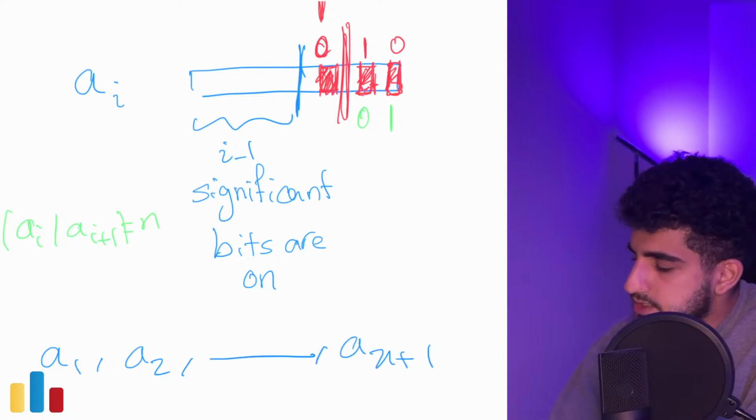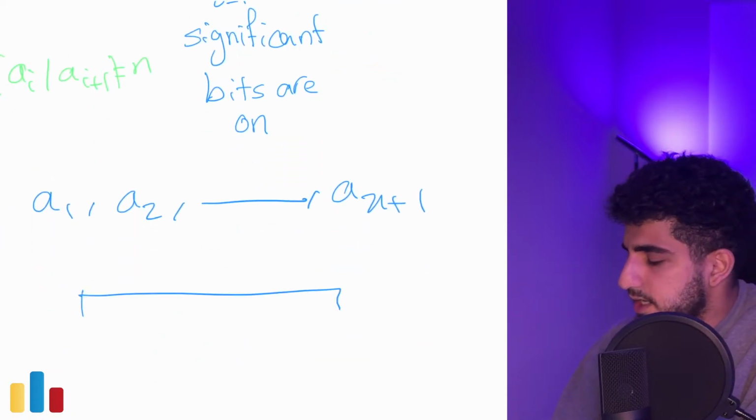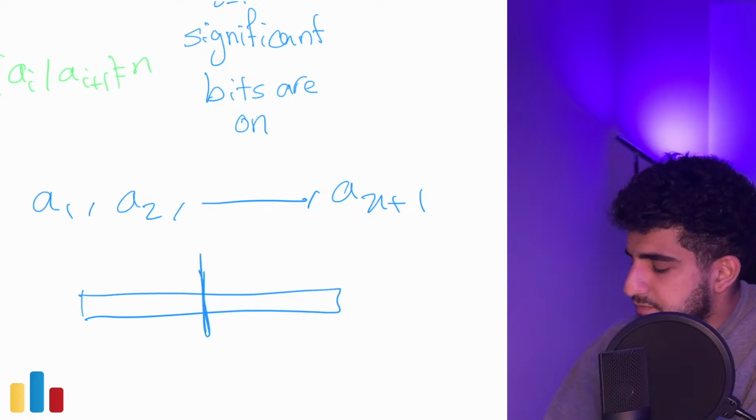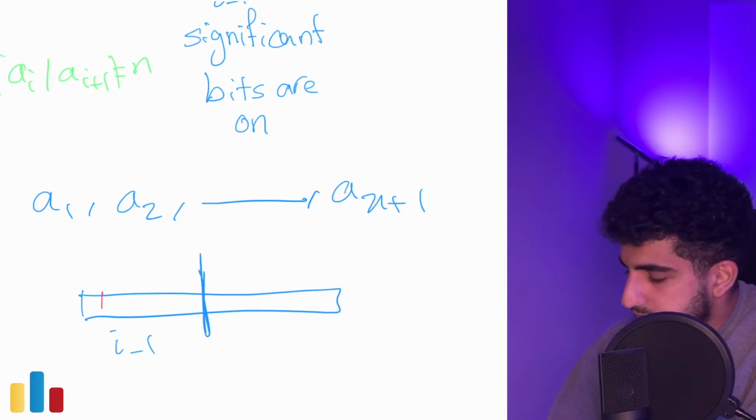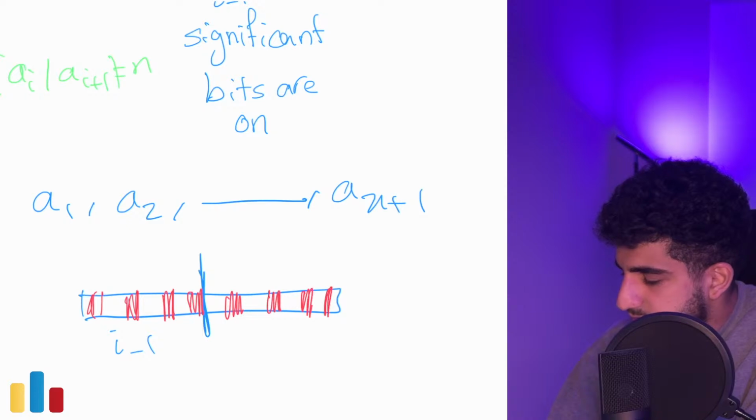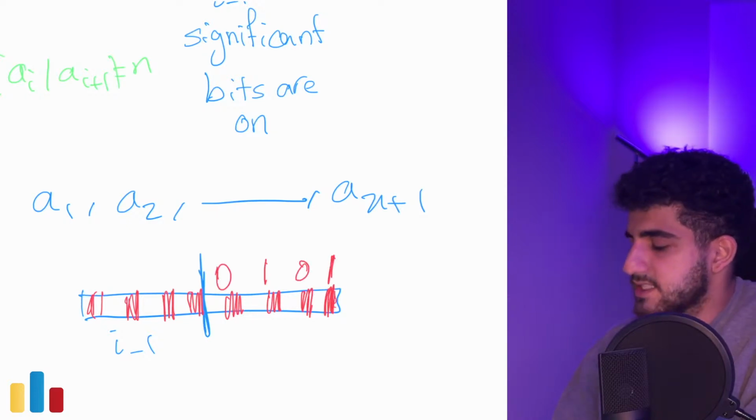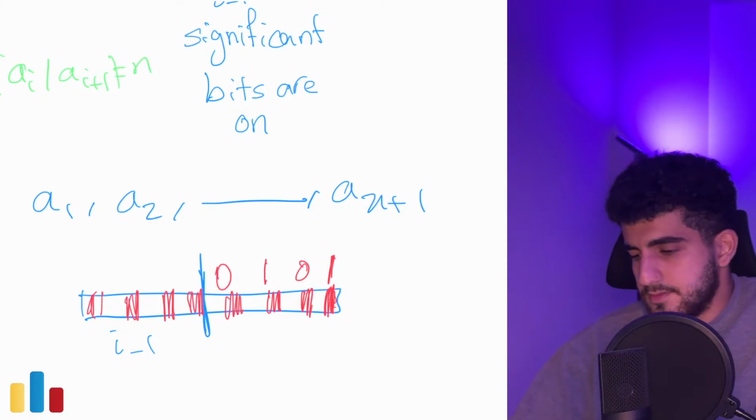A sub I is, like I said, going to be such that the first I minus 1 on bits of n are going to be 1 in that one, and the next bits will alternatively be 0 and 1. The first one is 0, the next one 1, then 0, then 1. It starts from 0 always.